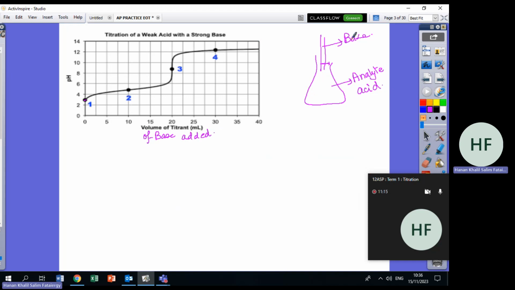Okay, now if I want to know who is the strong, who is the weak, what will I do? I will look at the pH at equivalence. This is the equivalence point, okay? The equivalence point is at 9. This means that the base is strong and the acid is weak, okay? Now the second thing. So this is called the equivalence point.